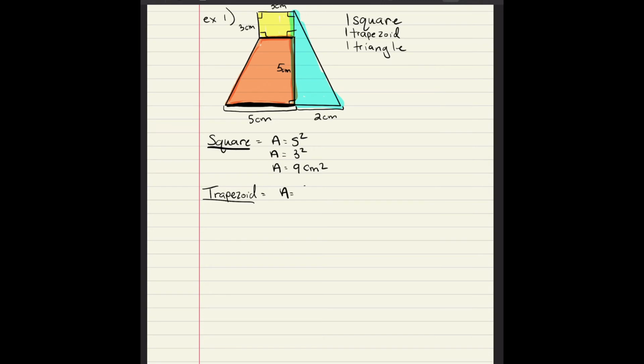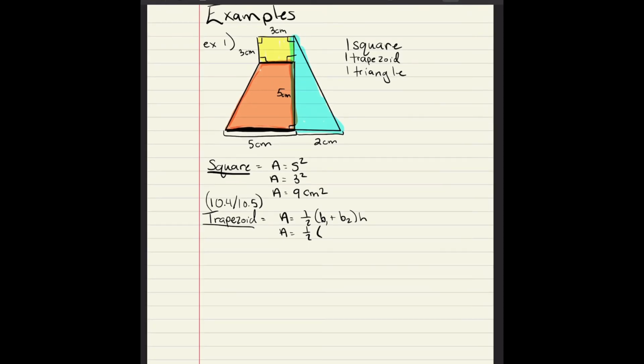And my area to find a trapezoid is 1/2 base 1 plus base 2 times h. And I remember you can go back to 10.4/10.5 if you need more review with that. So I plug in what I'm given. Base 1 is 3 centimeters, because see up here it's 3 centimeters, so since this is a square, the 3 centimeters is also at the bottom there, so it is 3 plus 5, and we're multiplying that by our height, which we can see here on our trapezoid. It is this line here, so it is 5.